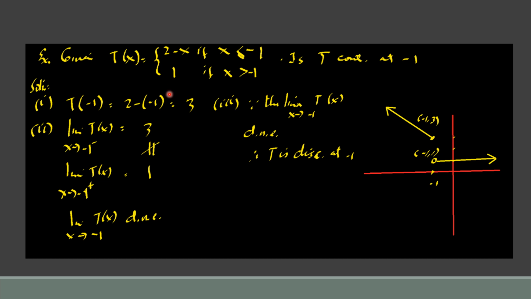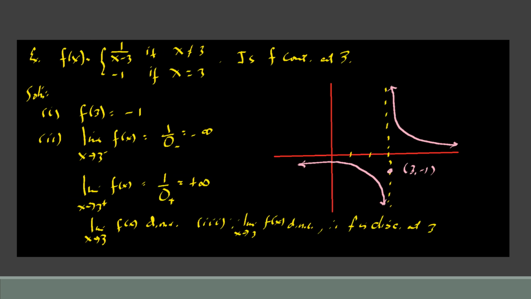And the limit of 1 is, of course, equal to 1. See that the left-hand limit and the right-hand limit are not equal. So we say that the two-sided limit of t of x as x approaches negative 1 does not exist. So since the limit does not exist, we can conclude that the function t is discontinuous at negative 1. From the graph of t, as the graph goes to the point where x is negative 1, there is a break in the graph of the function. Hence, it is discontinuous at negative 1.